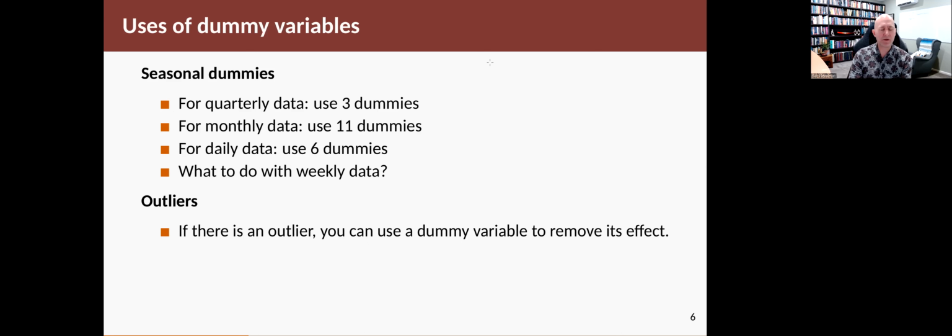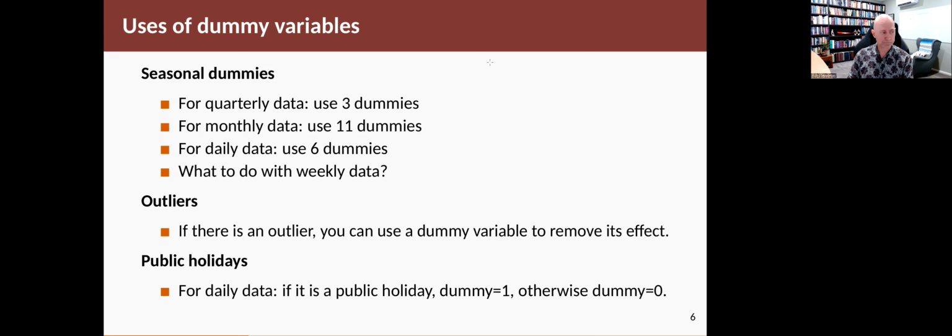You can also use dummy variables for other problems. So suppose you have an outlier, you can put in a dummy variable where it's 1 on the time when the outlier occurs and 0 everywhere else. And that basically zaps the effect of that particular observation. You can put in dummy variables for public holidays. So you can have a 1 if it's a public holiday and 0 otherwise, and that gives you a public holiday effect in the model. So any time you can think of, when something is true or not true, you can put a dummy variable in to code it.